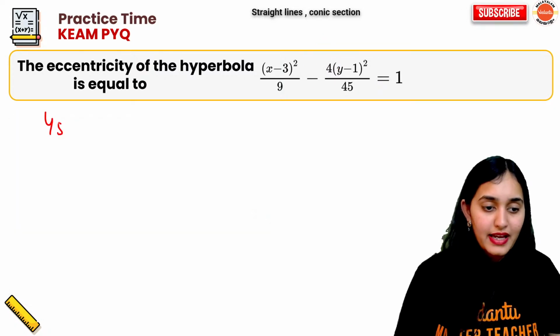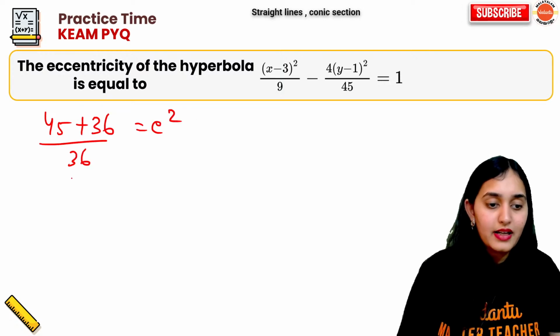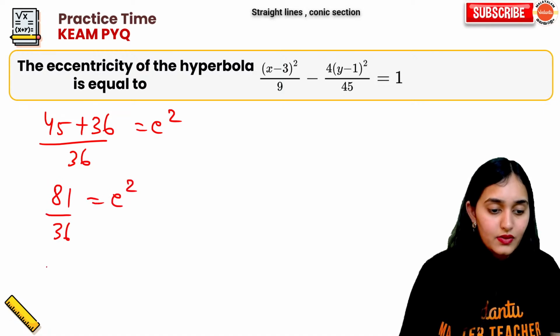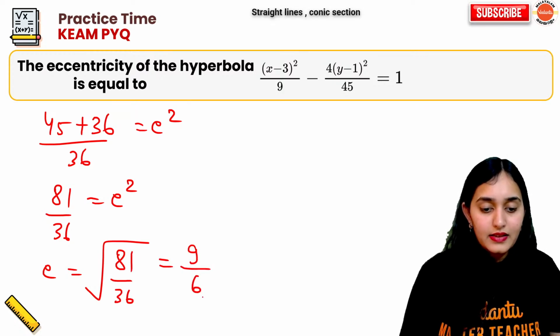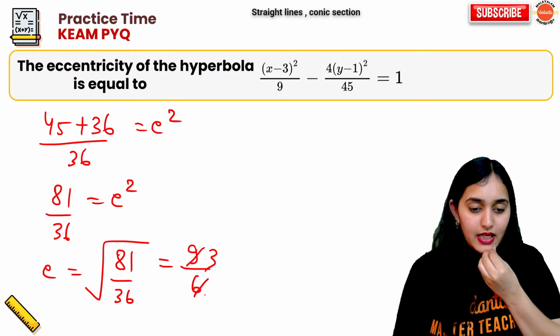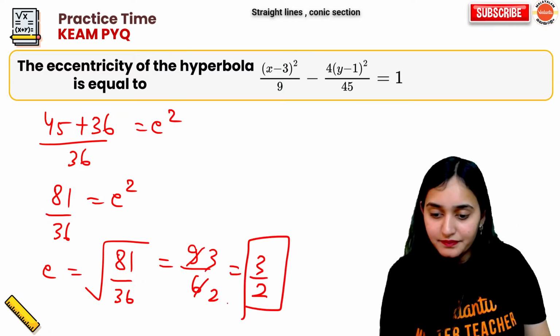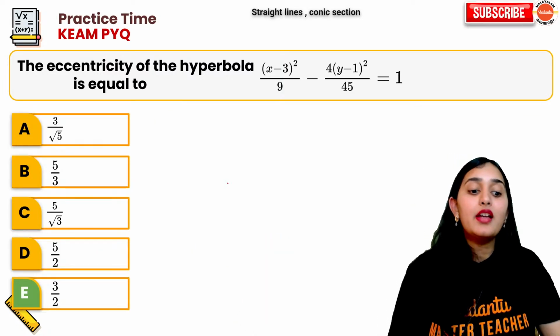So 45 plus 36 upon 36 is equal to e square. 81 upon 36 is equal to e square. So e is equal to square root of 81 upon 36. So 81 is 9, 36, 3 3 is a 9, 3 2 is a 6. So it is 3 by 2. Okay. So it is 3 by 2 as your answer.